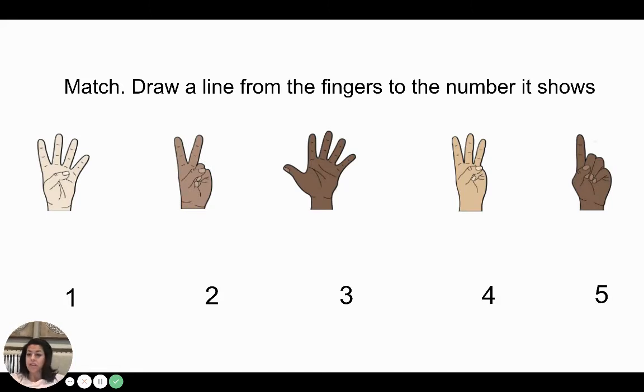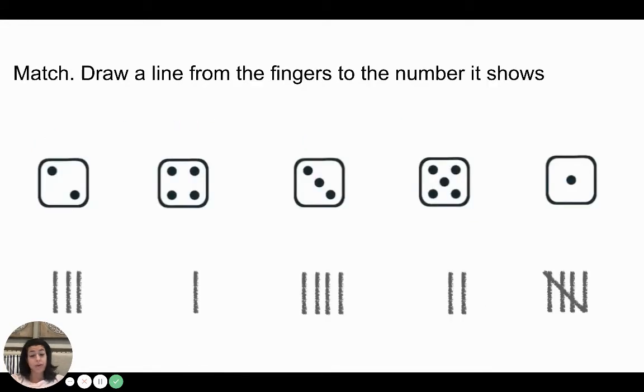Let's see, can we match or draw a line from the fingers to the numbers it shows? In your Nearpod, that's what I want you to do. I want you to draw a line to see which one matches each. Then I want you to draw a line from the tally marks to the dice. So that will all be after this video.